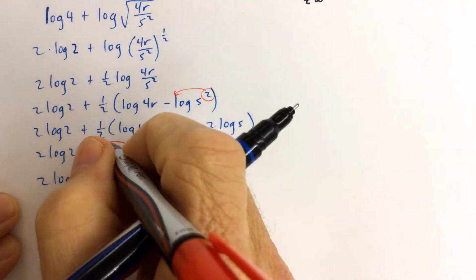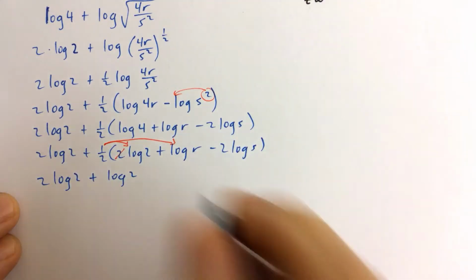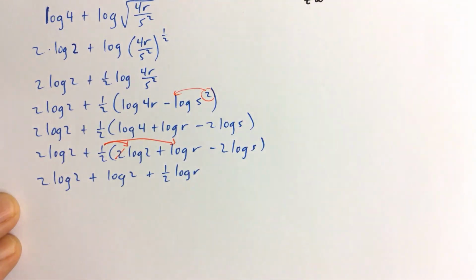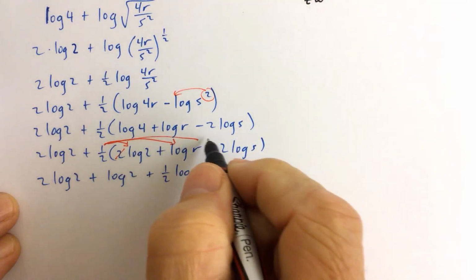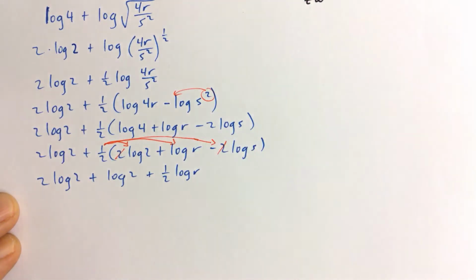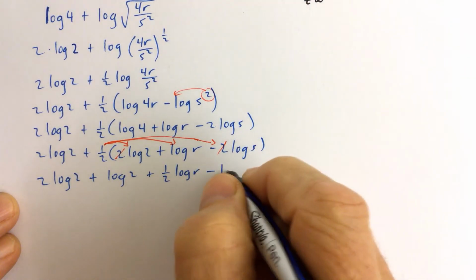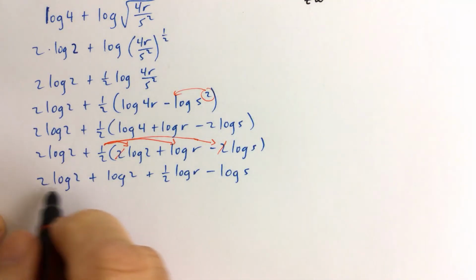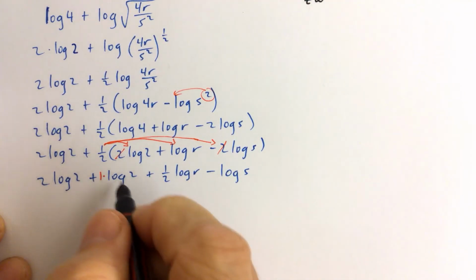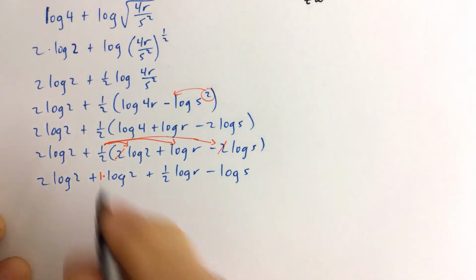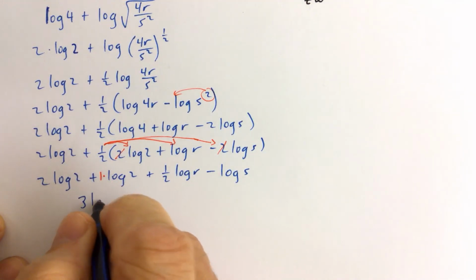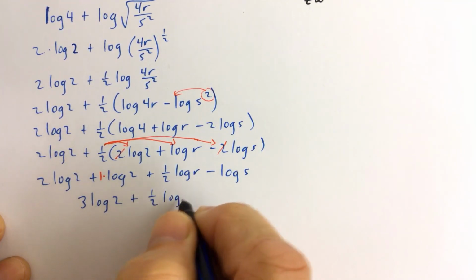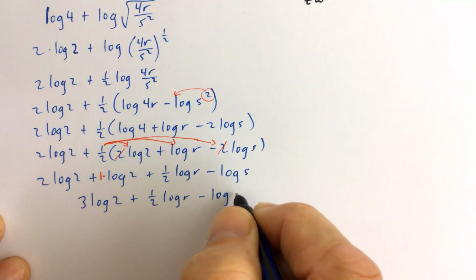Then when I multiply the 1/2 times the second term, I just get 1/2 log r. And then when I multiply 1/2 times the third term, that 2 is going to cancel, and we're just going to get minus log of s. But if you notice, we have 2 log 2's here plus 1 more log 2 there, so we can combine those and write that as 3 log 2 plus 1/2 log r minus log s.